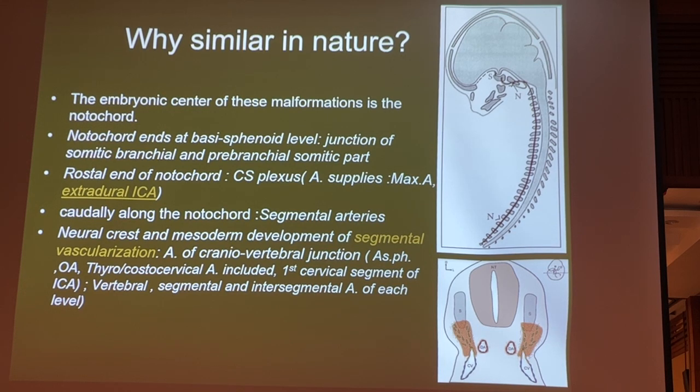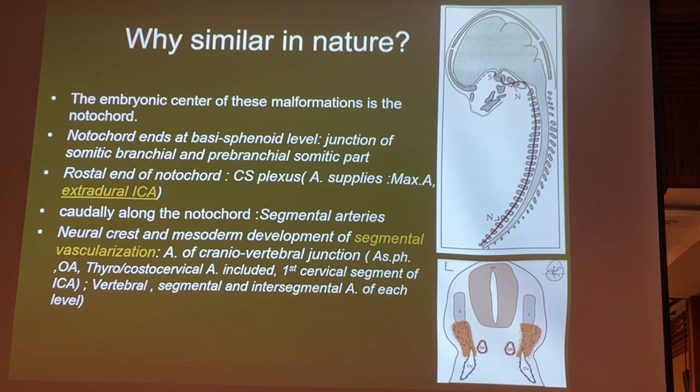The rostral end of the notochord is at the cavernous plexus, where, for example, the arterial supply at that level is the maxillary artery, also the extradural internal carotid artery. And caudally along the notochord are all segmental arteries. Neural crest and mesoderm develop the segmental vascularization, as with the arteries of the craniovertebral junction, which you already talked a lot about this week, as well as along the segments of each level.